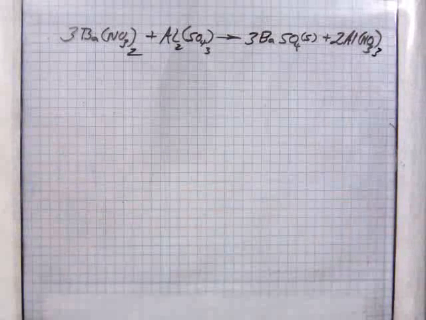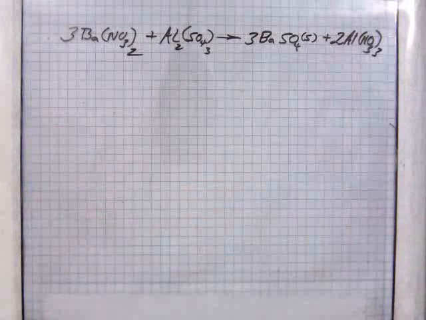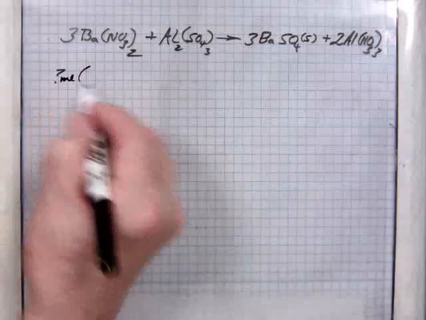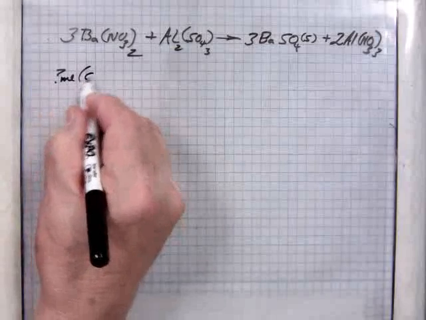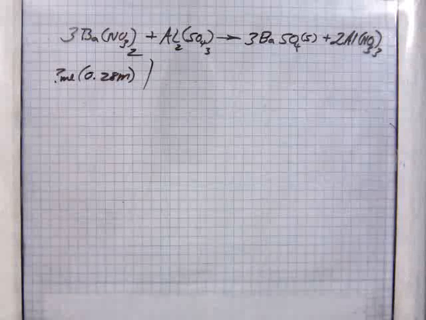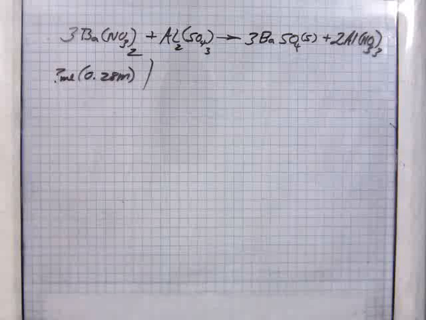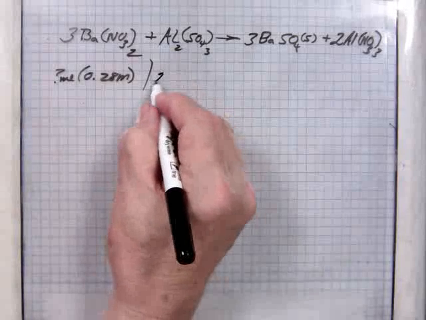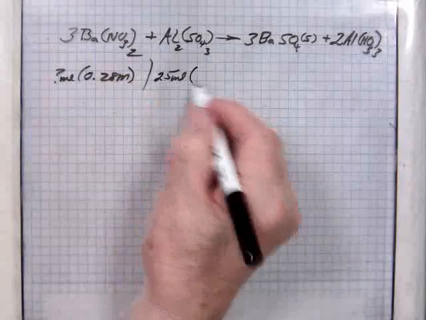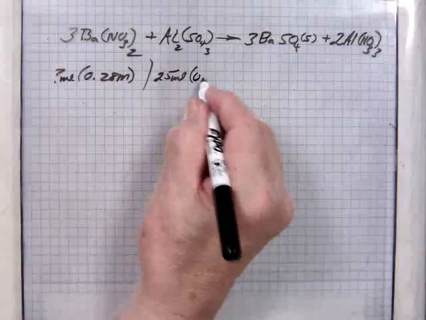Alright, let's see what we're given. So it's asking how many milliliters of the 0.28 molar barium nitrate are required to precipitate as barium sulfate all of the sulfate ions from 25 milliliters of 0.35 molar aluminum sulfate.